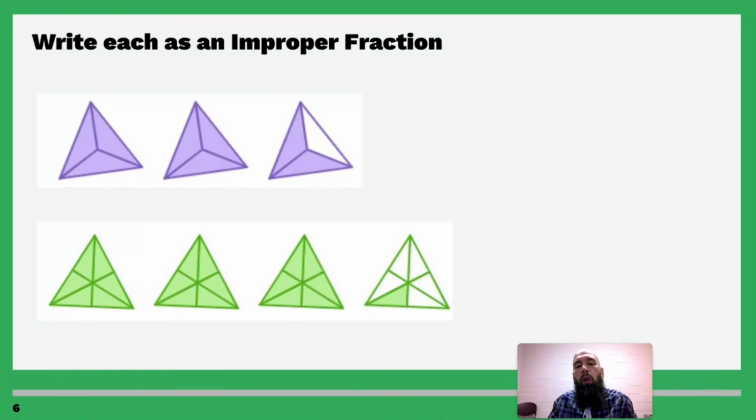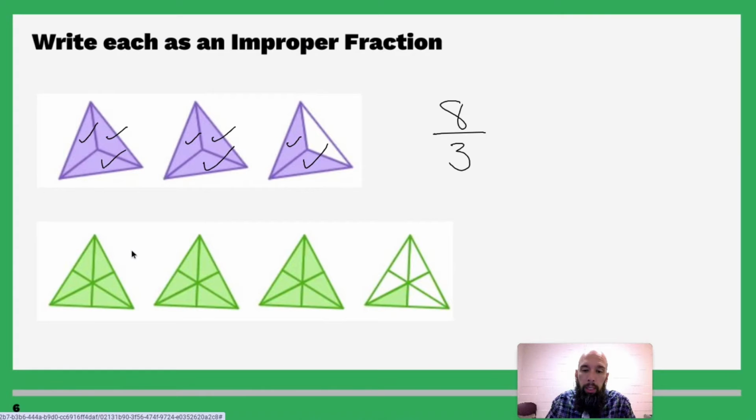Okay, so let's write each of these as an improper fraction too. Each of these triangles are cut into thirds, so let's put this over 3. You've got 1, 2, 3, 4, 5, 6, 7, 8 colored in. So this becomes 8 over 3.